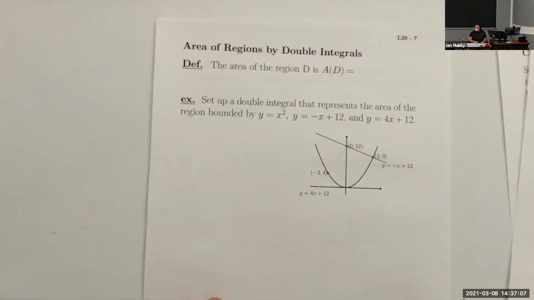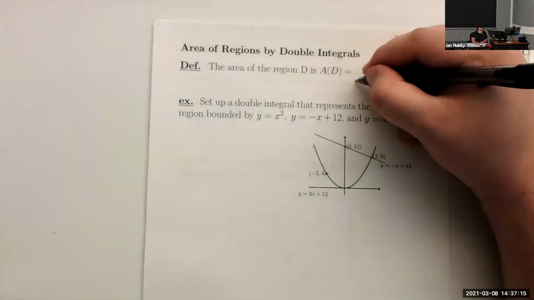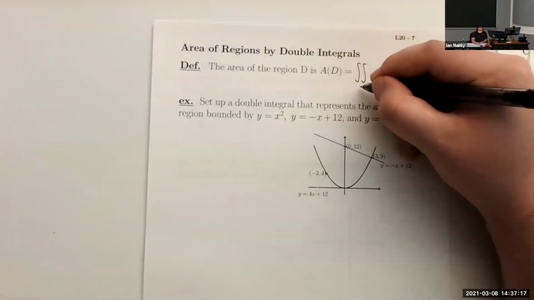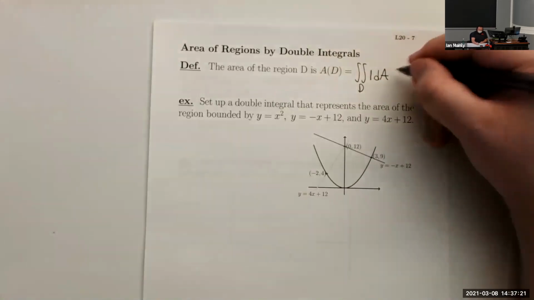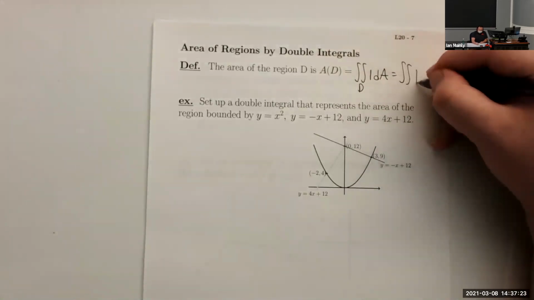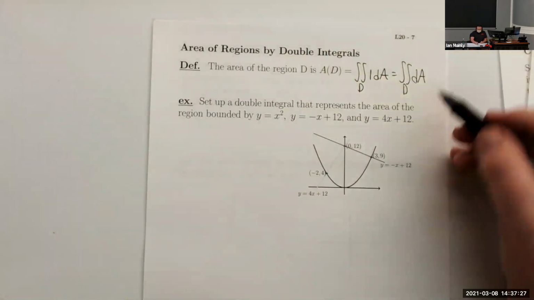All right. So let's see here. Area of regions by double integrals. The area of the region D, A of D, is the double integral over that region of 1 dA, or sometimes you may just see it as dA with no 1 at all. And why does this make sense?